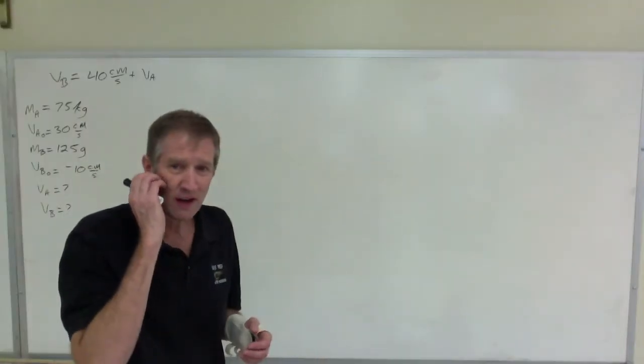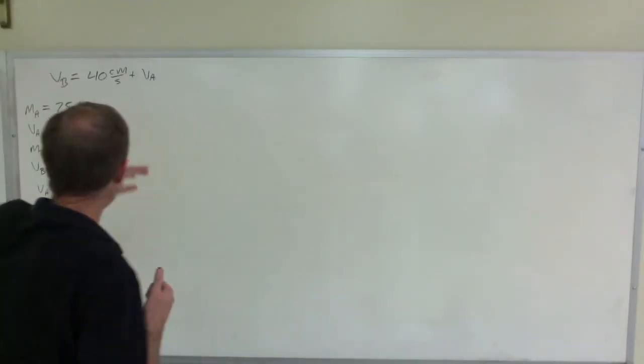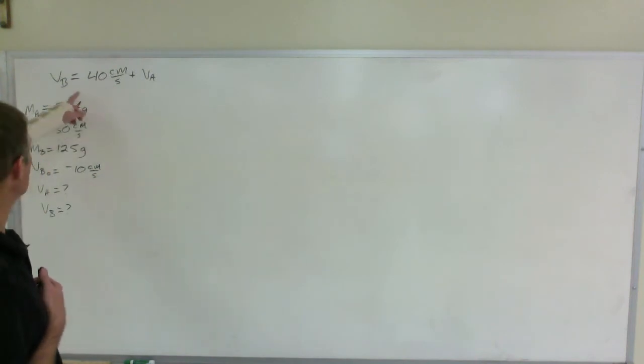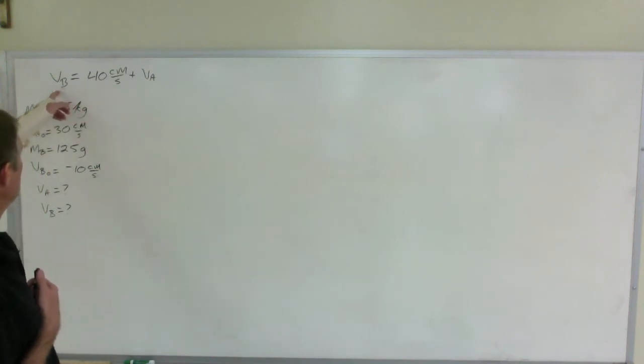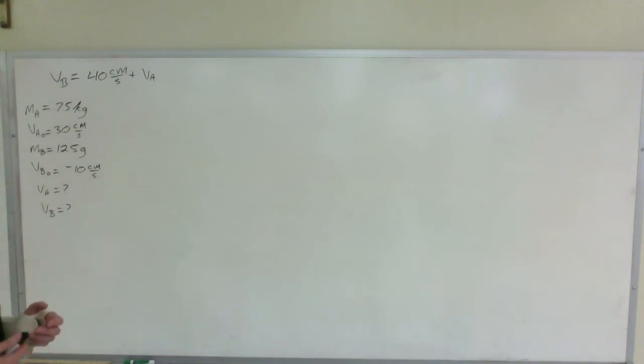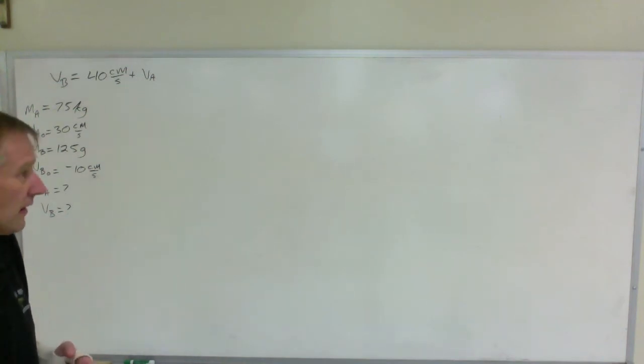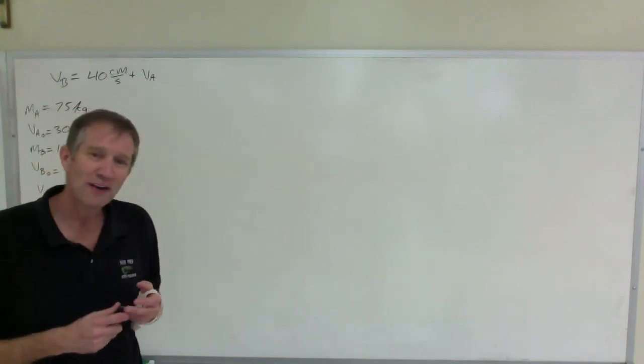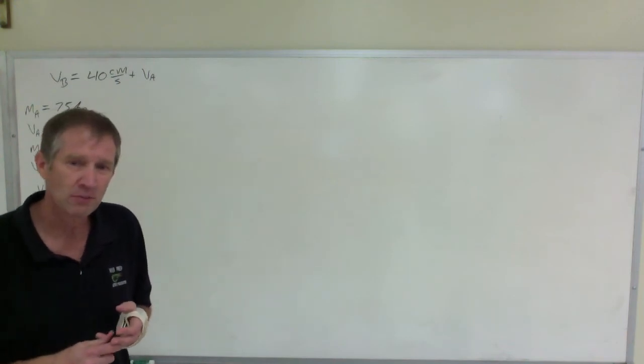Okay, continuing on, I rewrote these for you right here. So we just figured out that VB is 40 centimeters per second plus VA. And here are all the variables. We're looking for the final velocities of A and B after the elastic collision. The easiest way to solve it is to solve it using momentum conservation.